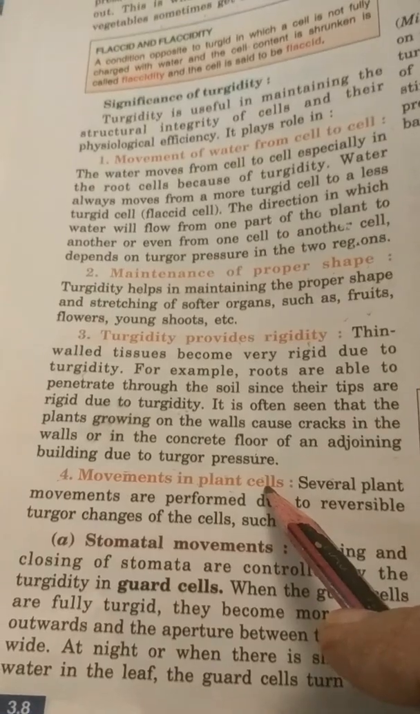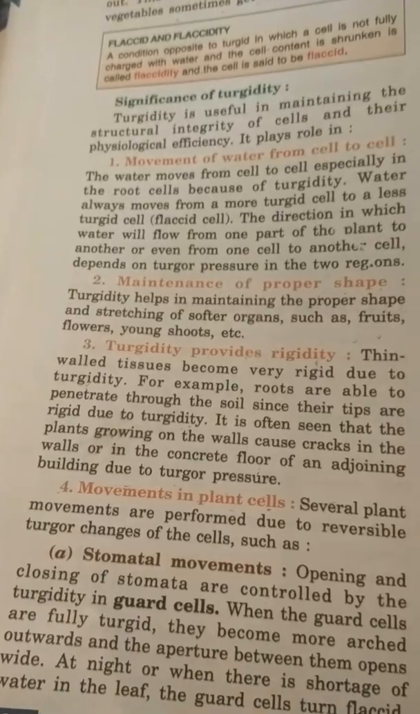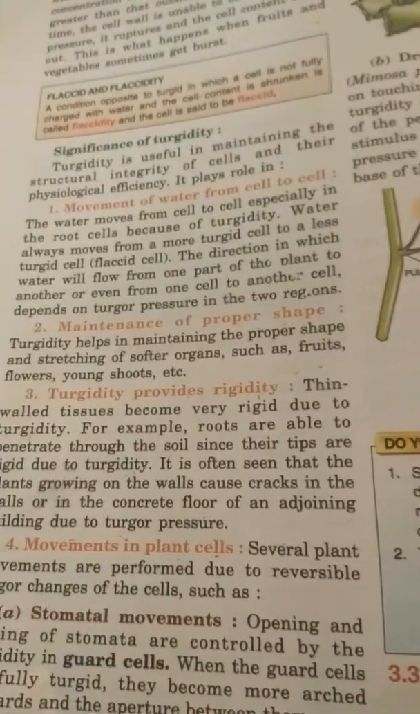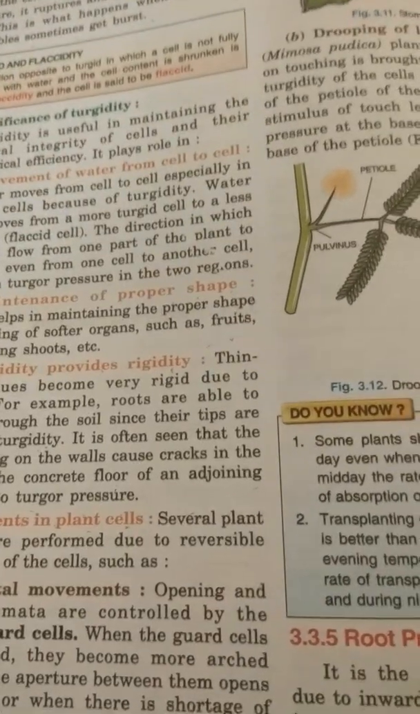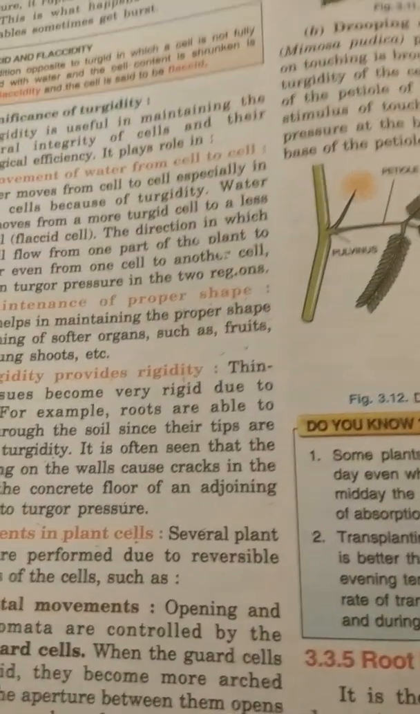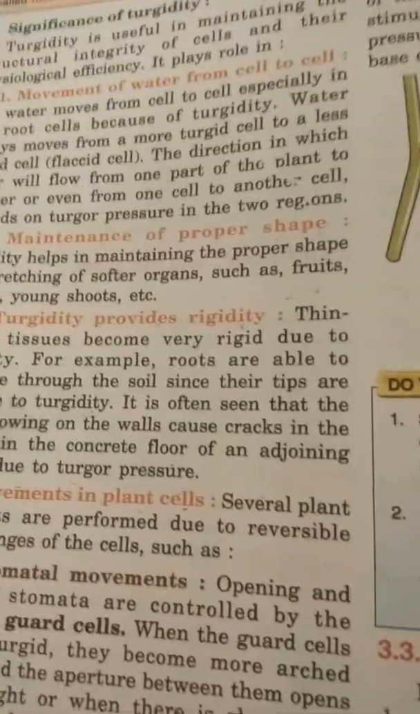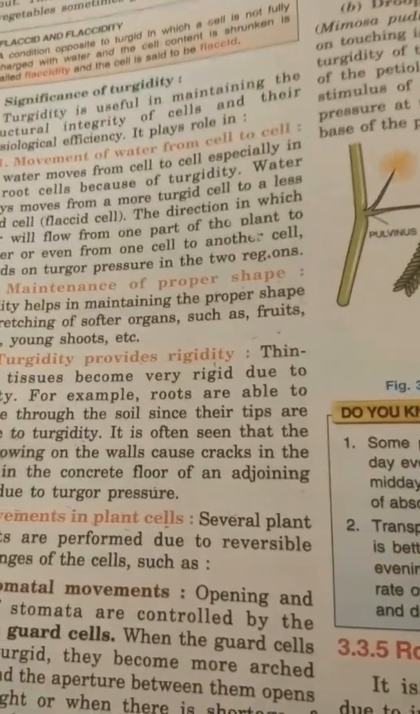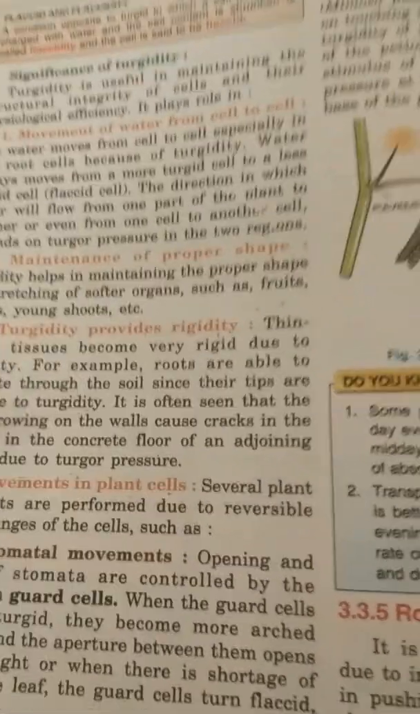Sometimes you must have seen the roots of certain trees. They have been seen to crack the walls or a concrete floor of an adjoining building, because the root cells, when they get charged with water, are fully swollen, they are turgid. Turgor pressure is developed in each and every cell of the root. So collectively all the turgor pressure will work on the concrete floor or on the walls, breaking them and making their way out through it.